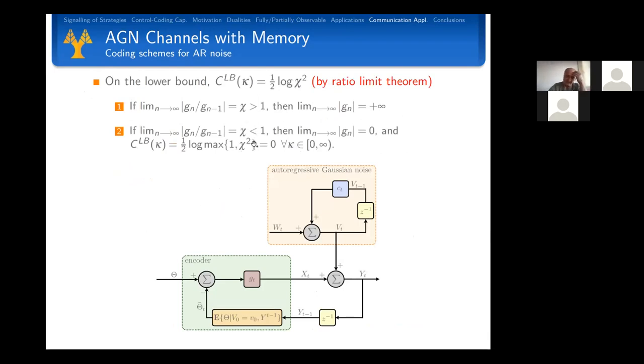Now, the surprising thing with this is that the ratio limit theorem tells you that if this ratio is greater than 1, which is required in Bachmann's lower bound, that means the absolute value of the gains go to infinity. If it's less than 1, capacity is 0. So basically, if you use such a strategy, this thing will go to infinity. So you cannot use it.